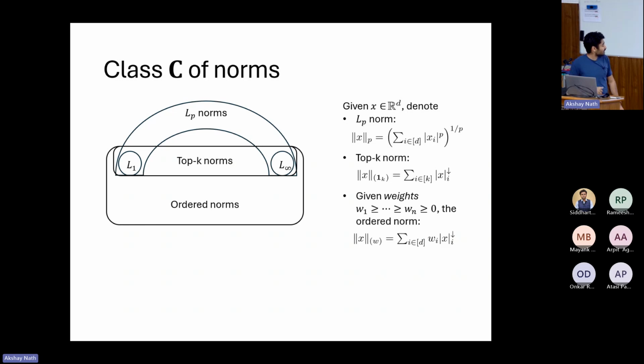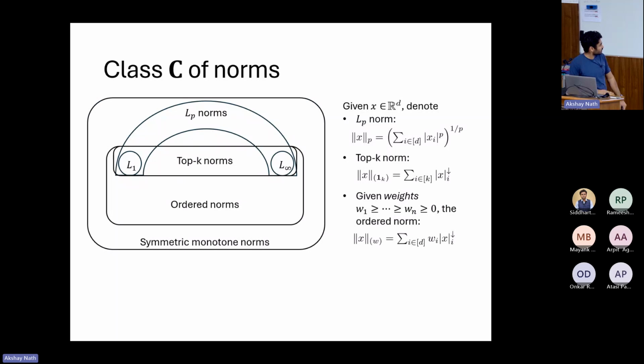Then there's a larger class of norms that people have studied, which are these ordered norms. This time again, I sort my vector x in decreasing order, but I have these weights. So the highest weight I'm going to put on the person who's bearing the most cost. The second highest weight I'm going to put on the person who's bearing the second highest cost, and so on. So clearly these generalize top k norms because I can choose the first k weights to be 1 and the others to be 0. So you get this Venn diagram, and our original class of norms, symmetric and monotone, just has everything here.